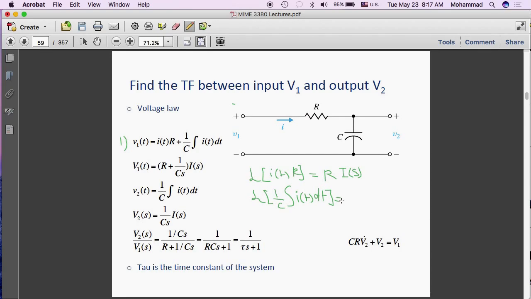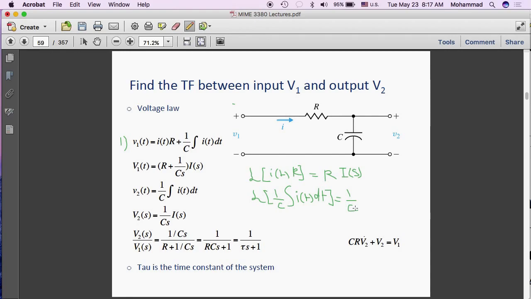Is 1 over C a function of time? It's a constant, so we are simply going to write it again, the same way we wrote R again. So 1 over C is a constant, it just carries forward. Now we have an integral. What was the Laplace transform of an integral of a function?